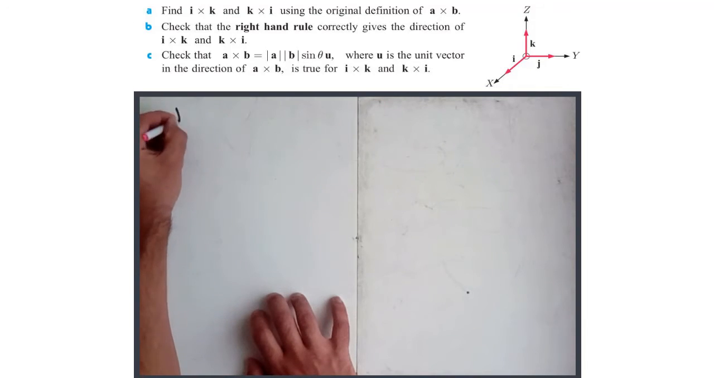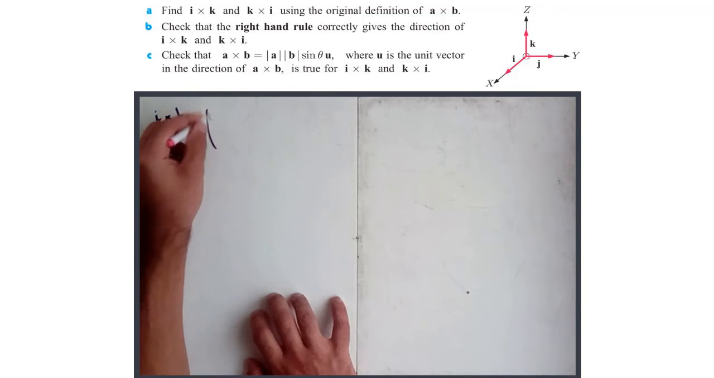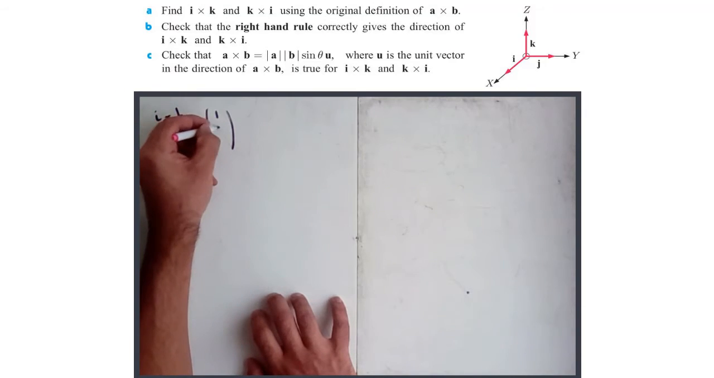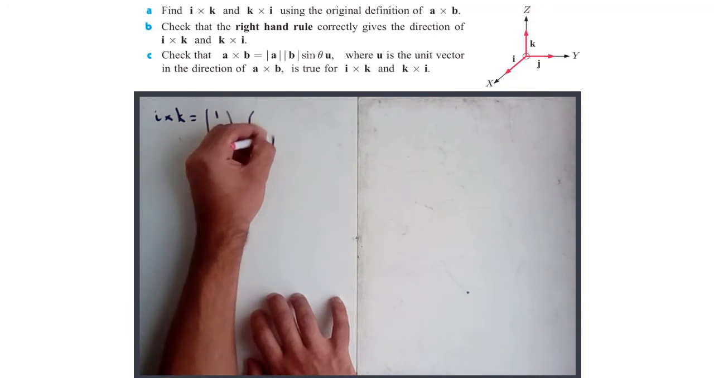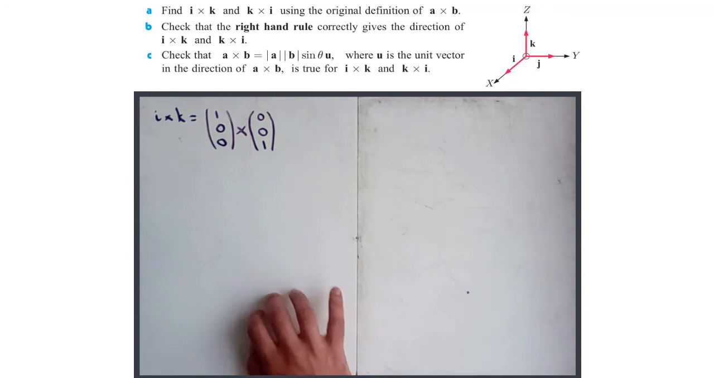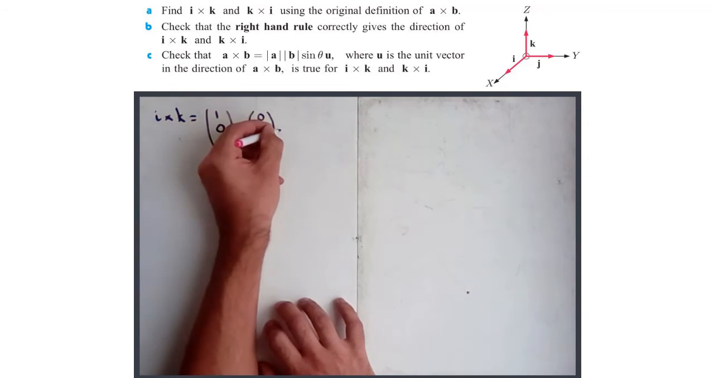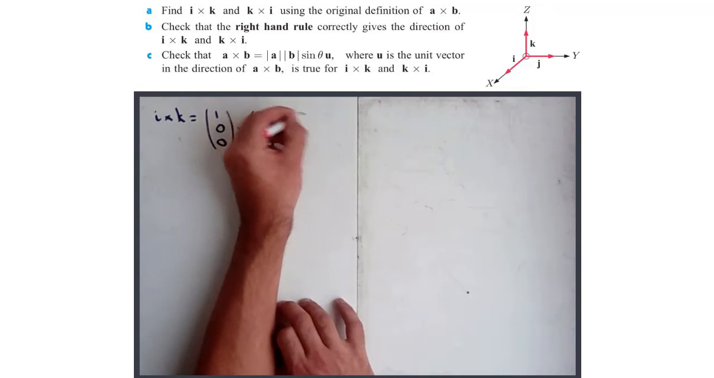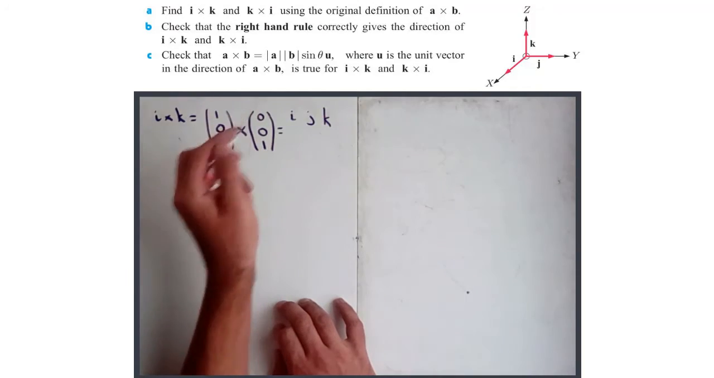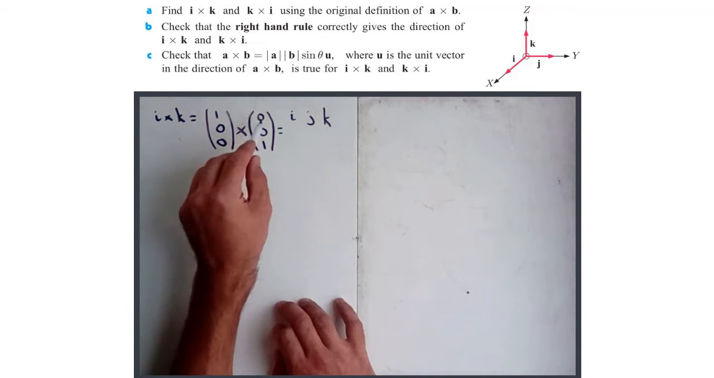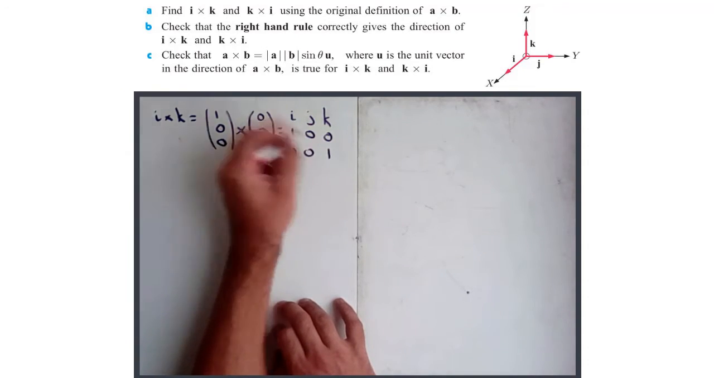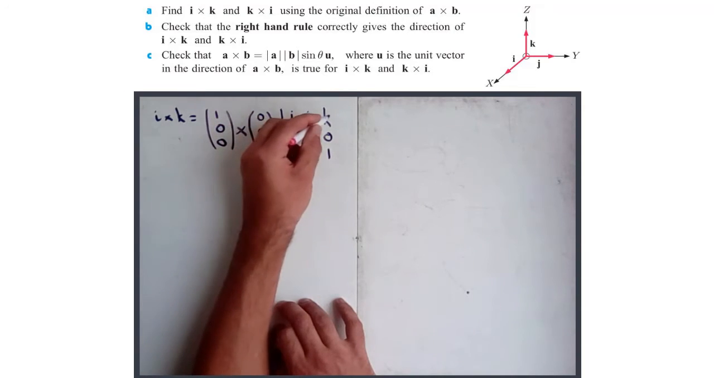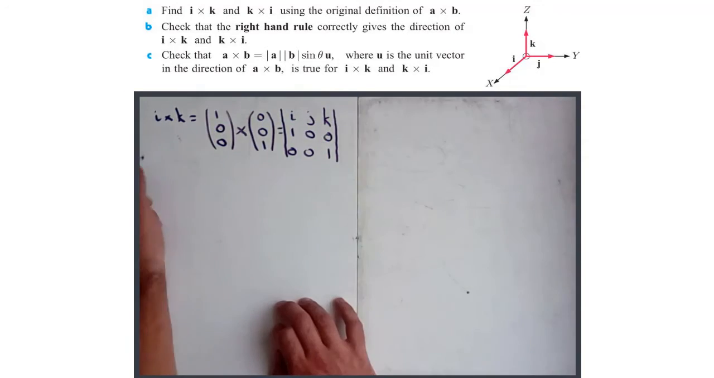i cross k equals, well, i is a unit vector in the x direction, so it's 1, 0, 0. k is a unit vector in the z direction, so that is 0, 0, 1. Remember i, j, k. So that equals i, j, k, 1, 0, 0, 0, 0, 1. And it is the determinant of all of that.